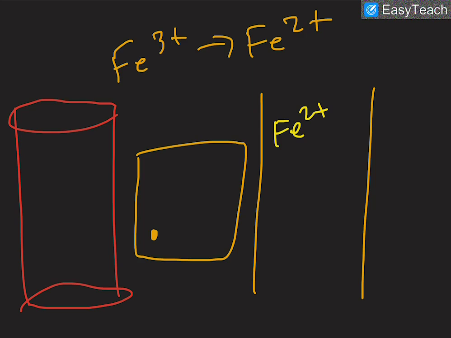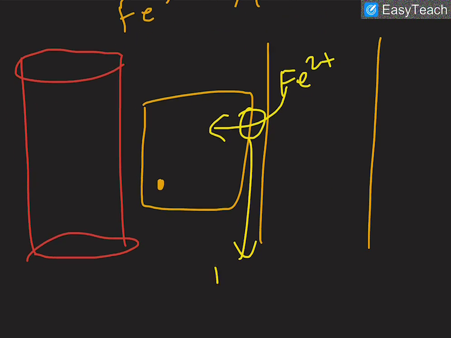duodenum, your lumen, and this iron will move into this enterocyte, this duodenal cell. It's going to move in through a specific channel. So I'm just going to circle that and say that this channel is called a DMT1 channel, which is also called a divalent metal transporter type 1 channel. So now we have iron in our enterocyte.